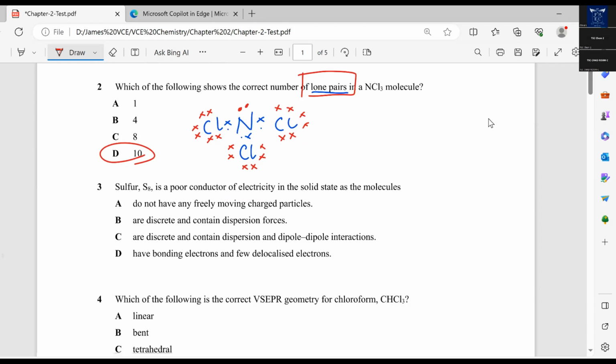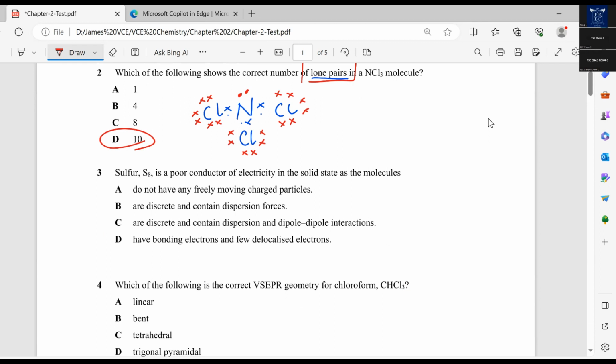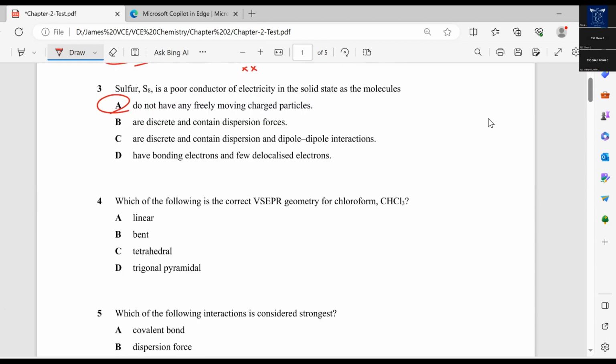Okay, as it has poor conductivity of electricity in the solid state, as the molecule does not have any free moving charged particles, this one I think most of you are okay. Which of the following is the correct VSEPR geometry, which is basically the shapes? They are looking for the shapes.